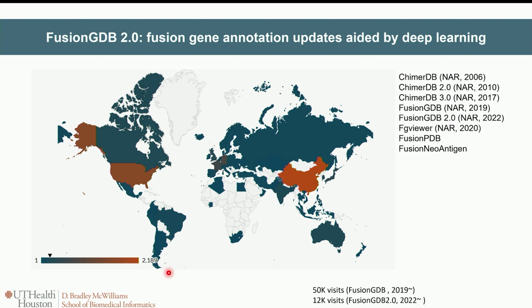Since 2006, I have been involved in many fusion gene knowledge bases. These three, ChimDB 1, 2, 3, were made by my supervisor, and the fusion gene database was made by me. This is the first and unique database to provide comprehensive functional annotation of all existing human fusion genes. So I am involved in these databases also. Recently we made a Google page report site, and we can see that people all over the world are using our database.